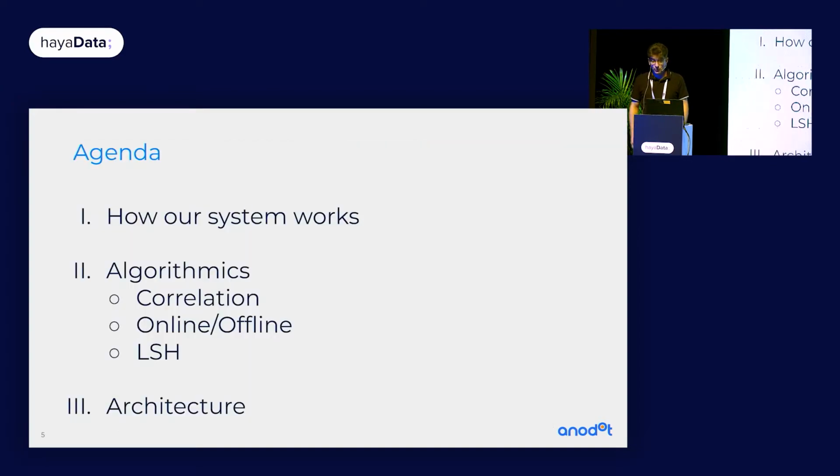So what's our agenda for today? I will explain how our system works. We'll present some algorithms we are using and discuss some internals. We will look at correlation methods we are using and calculations used for the online and offline phase. Most of the time, we will spend on LSH because it's our secret ingredient for scale. And also, we will review our system architecture and talk about the data flow in our system.